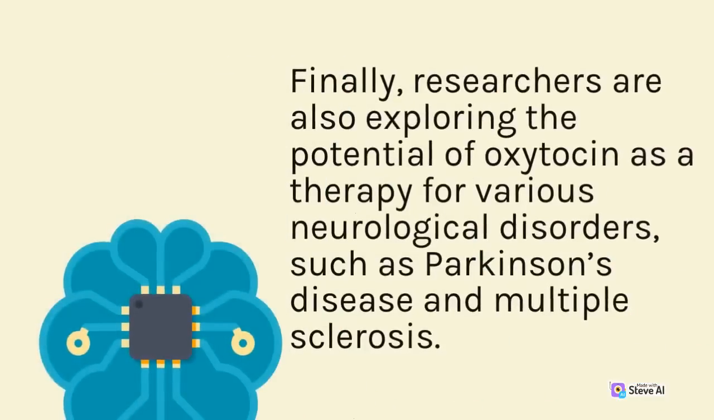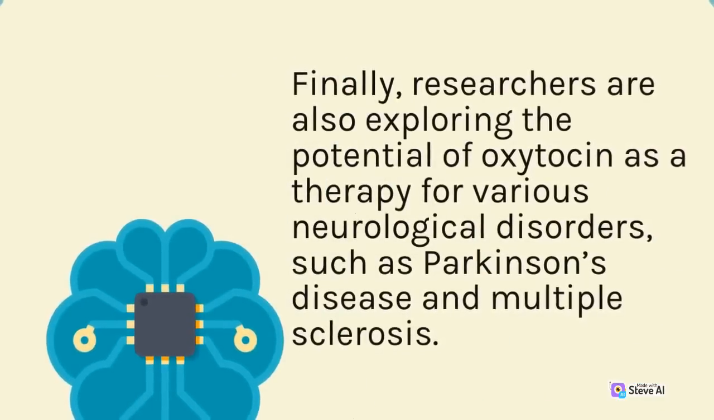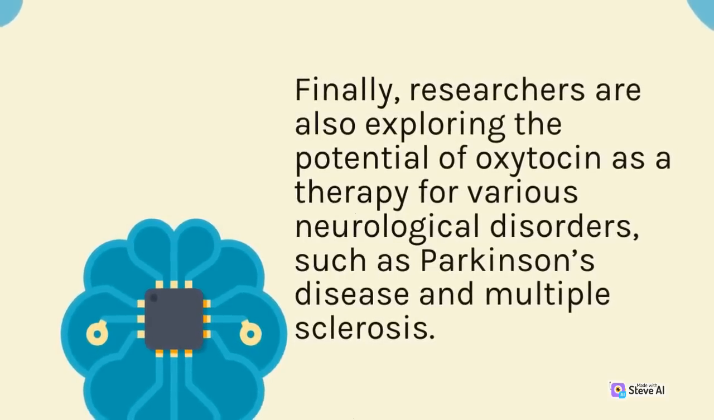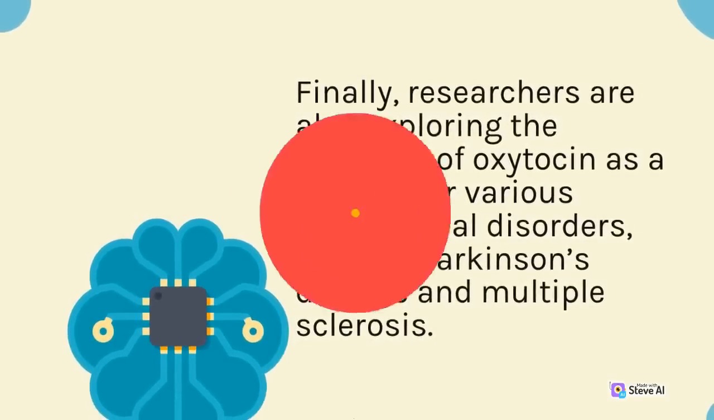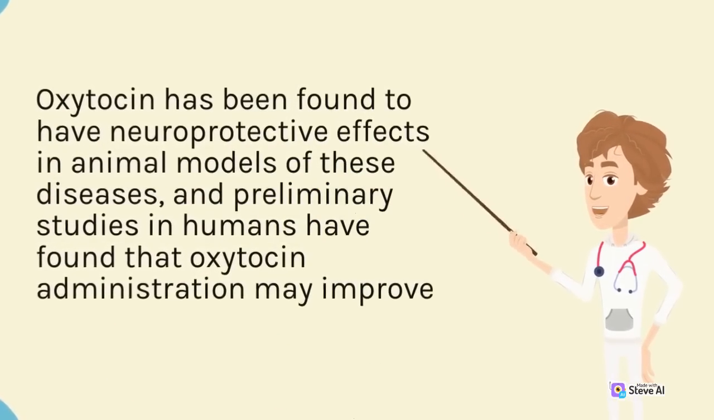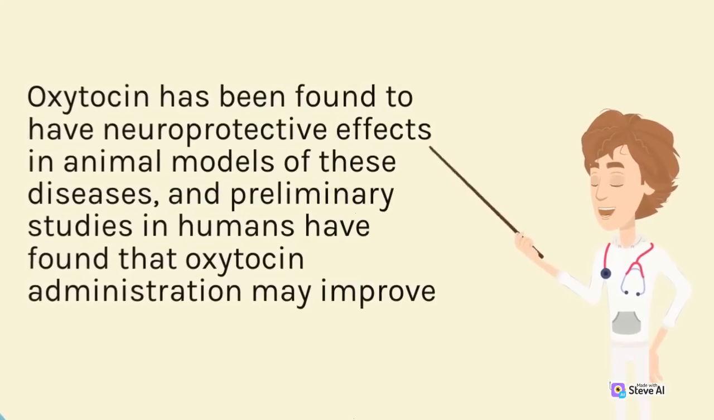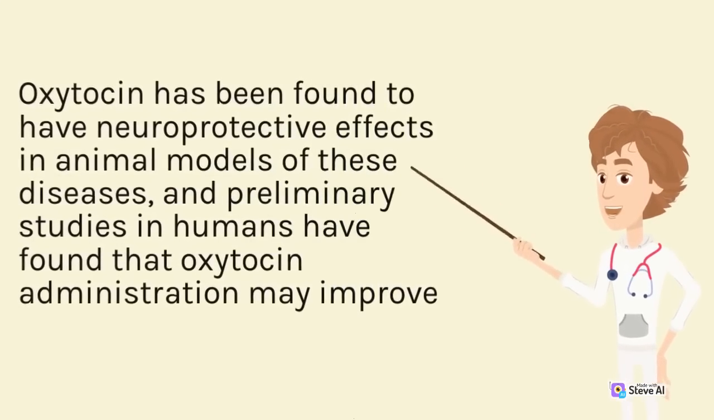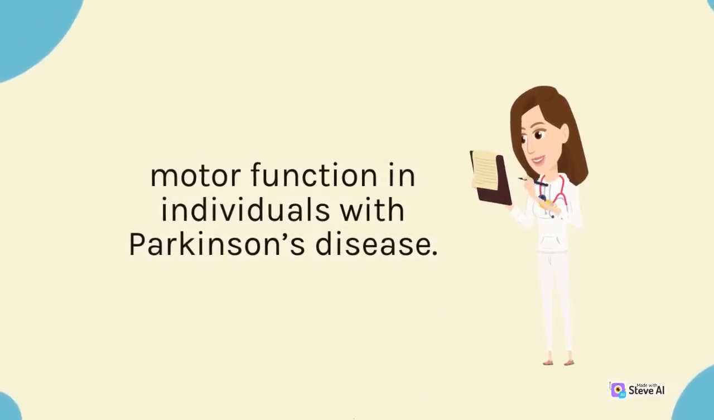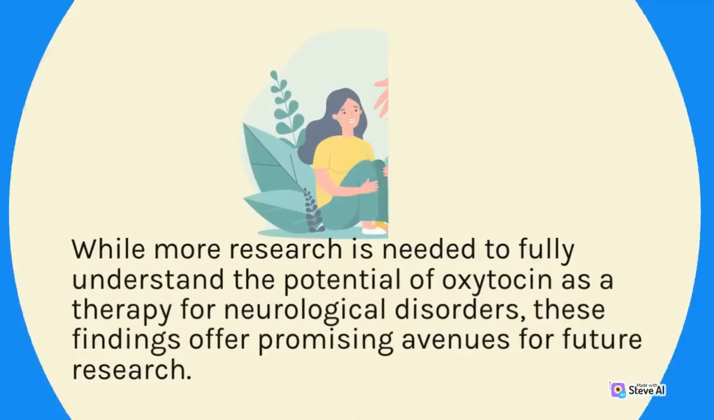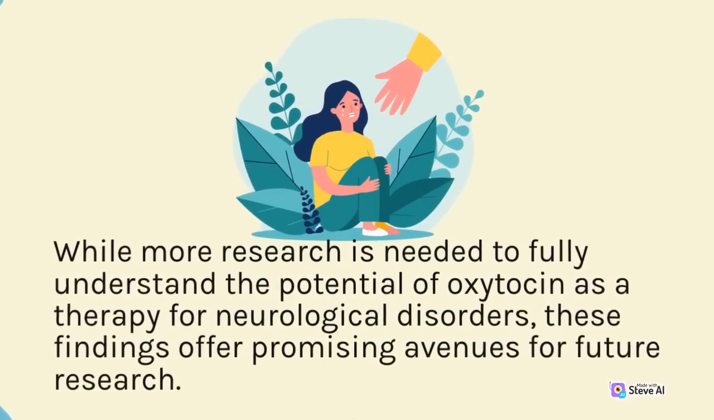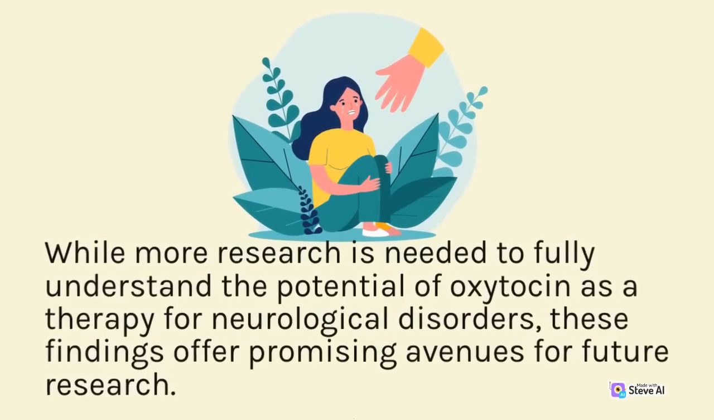Finally, researchers are also exploring the potential of oxytocin as a therapy for various neurological disorders, such as Parkinson's disease and multiple sclerosis. Oxytocin has been found to have neuroprotective effects in animal models of these diseases, and preliminary studies in humans have found that oxytocin administration may improve motor function in individuals with Parkinson's disease. While more research is needed to fully understand the potential of oxytocin as a therapy for neurological disorders, these findings offer promising avenues for future research.